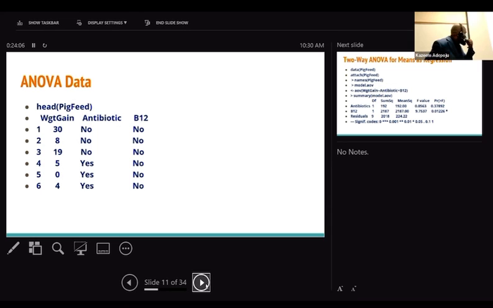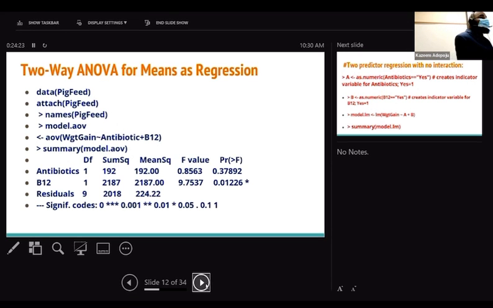Okay, now you have a data set. You want to look at the effect of whether I use antibiotics or not, or I use B12 or not, on weight gain. Okay, let's first start. I know you're going to go with the two-way analysis of variance, right? That's because you got two factors, right? Now, what am I doing here?